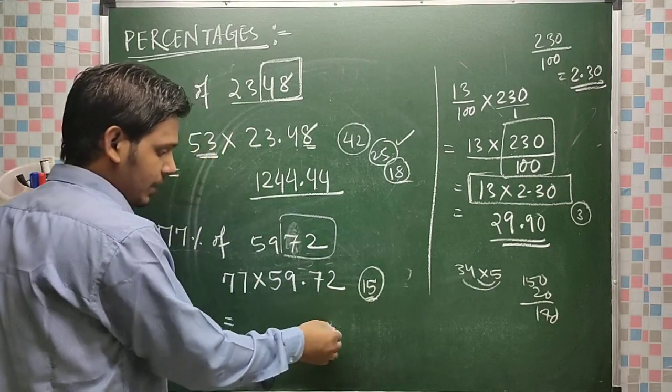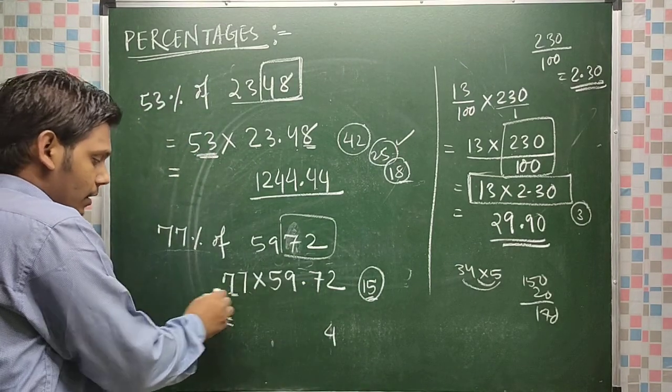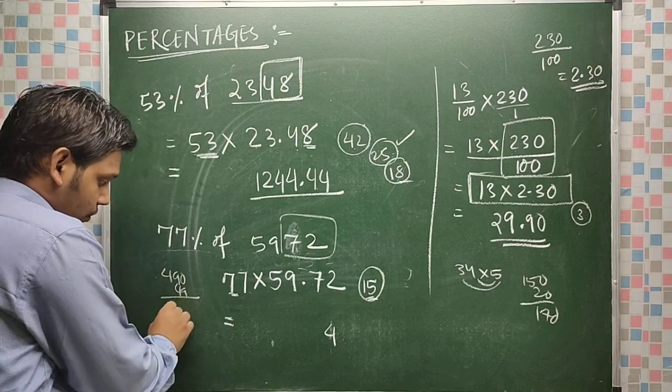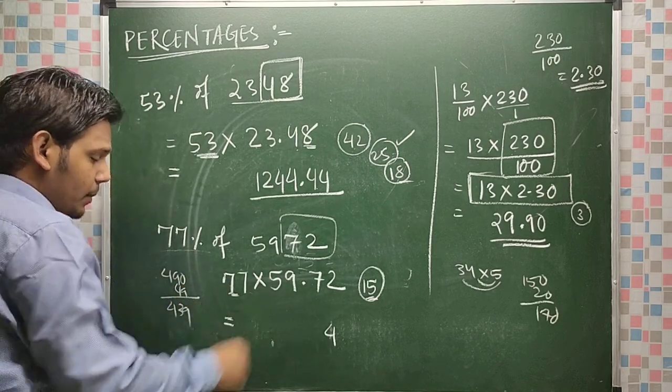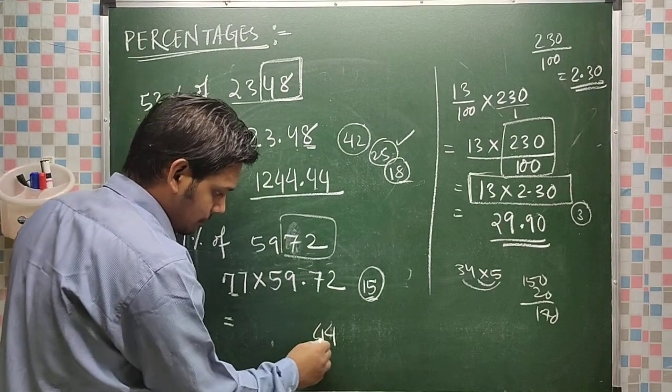15 remain, 4 I have taken here. Now 7 into 7, 7 7 49, 490, again 49. So how much? 439. 439 plus 15, 454.